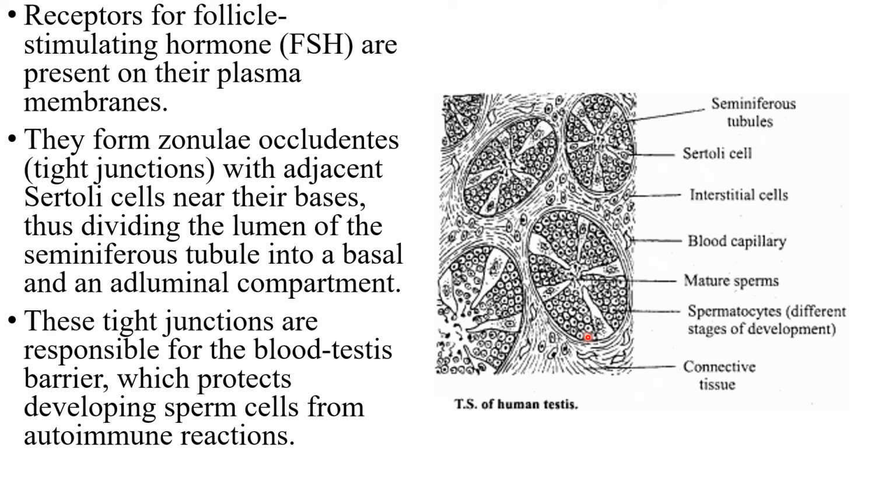These tight junctions are responsible for the blood-testis barrier, which protects the developing sperm cells from autoimmune reactions. So generally what happens here is the blood will not come in direct contact with the developing spermatozoa. All the nourishment required for the developing spermatozoa will be delivered through the Sertoli cells.